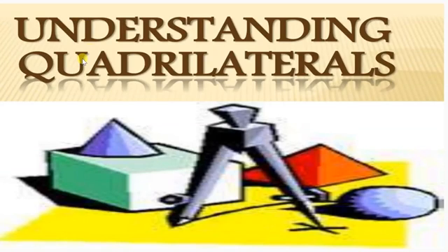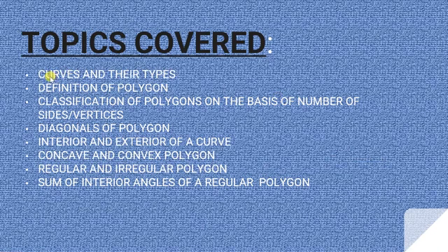Children, today in the third chapter, Understanding Quadrilaterals, we are going to study its basics, that is, what is a curve and their types, definition of a polygon, classification of polygons on the basis of number of sides or vertices, diagonals of a polygon, interior and exterior of a curve, concave and convex polygon, regular and irregular polygon, and the sum of interior angles of a regular polygon.